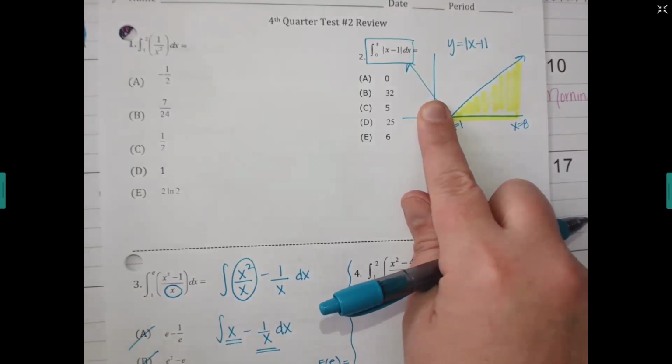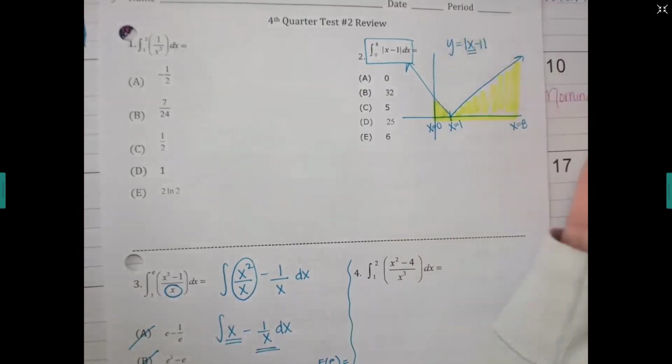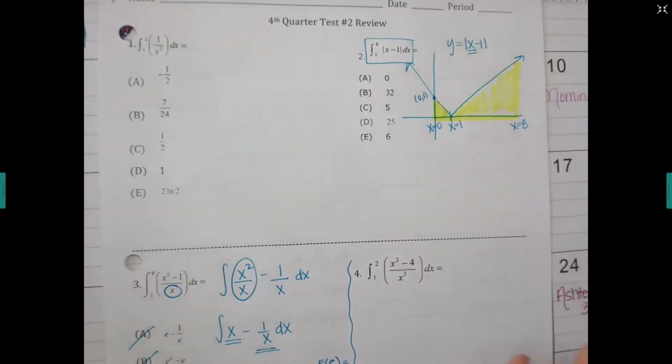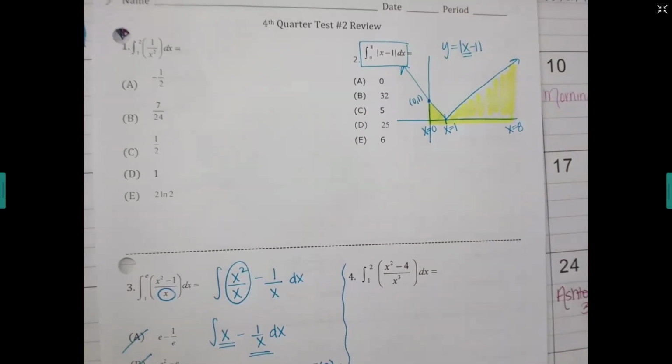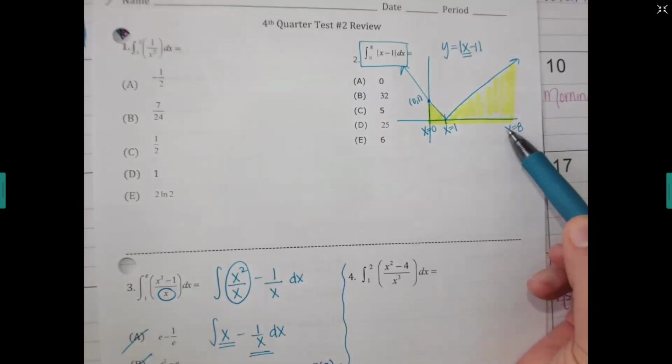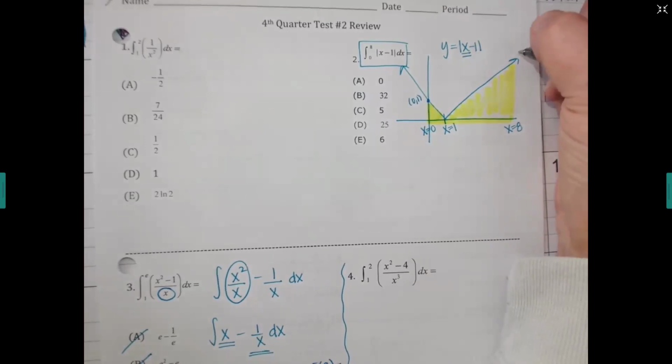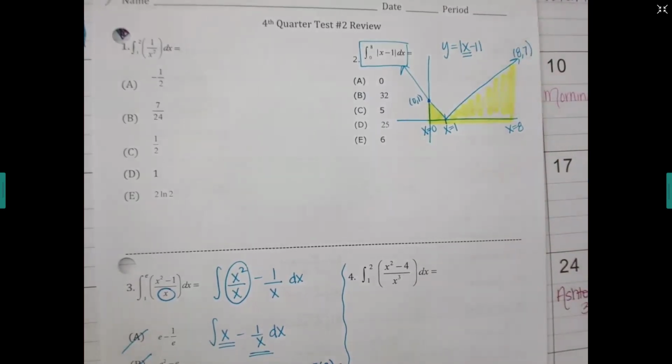What is 0 minus 1? -1. And what's the absolute value of -1? Absolute 1. So this is 0, 1, which tells me that triangle is 1 high. Let's do the same thing for 8. I'm going to take my x equals 8, plug it in right here. What's 8 minus 1? And the absolute value of 7 is still 7. And then I can take those two areas, calculate them separately, add them together.